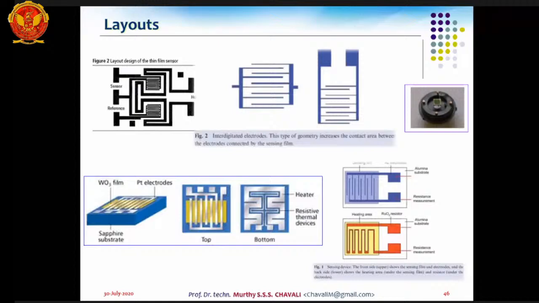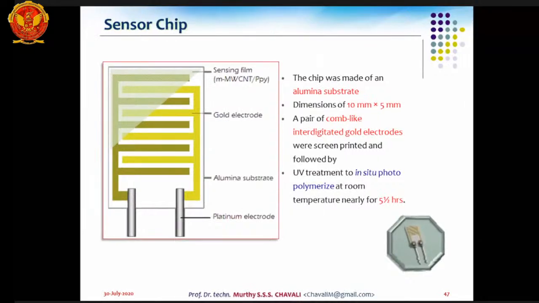But that is not the requirement of the day. The day demands, the society demands a sensor which is precise and works at room temperature, not at high temperature. So ultimately we have to eliminate the heating element from the bottom, and then we have to develop something only with the sensing device. Our typical sensor looks like two interdigitated gold electrodes connected to a platinum electrode, and we have a sensing film.